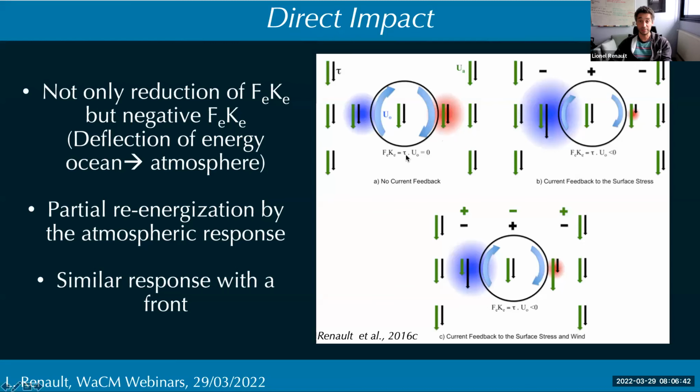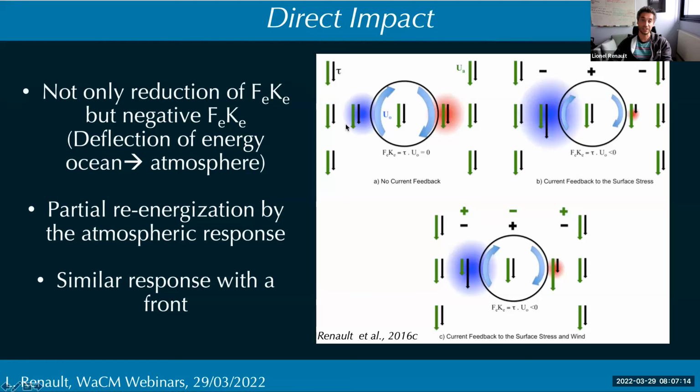And then we can estimate the exchange of energy between the eddy and the atmosphere. Basically, that's the name we use, the eddy wind work. It's the scalar product between the surface stress and the oceanic currents. On this side of the eddy, we have a positive input of energy because the wind and the stress are flowing in the same direction as the current, so that the product is positive. So there is a positive input of energy from the atmosphere to the eddy.